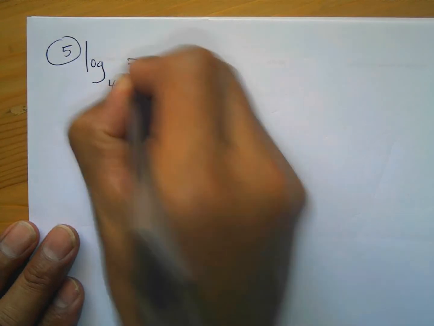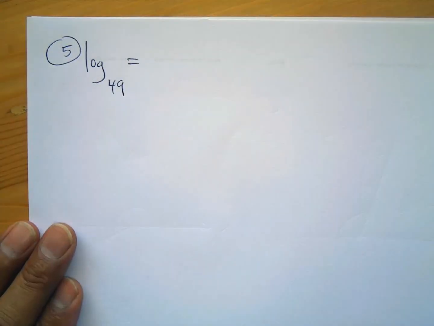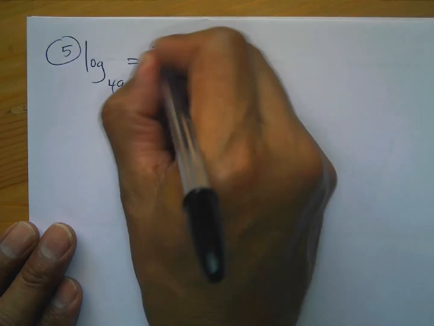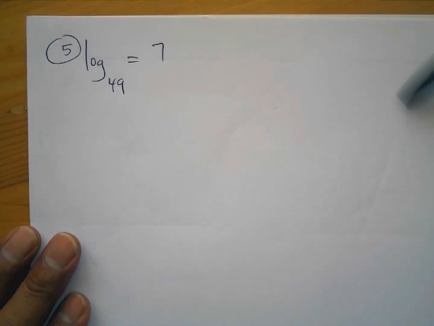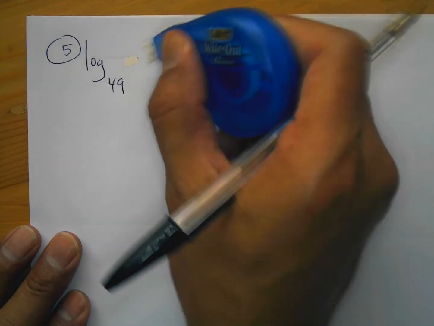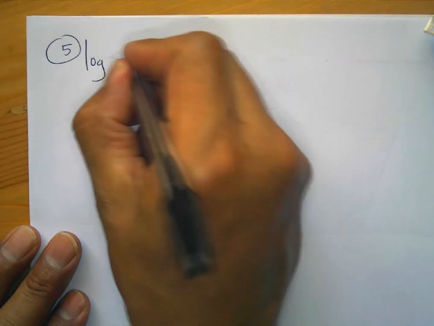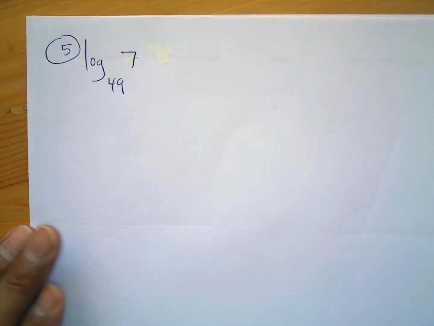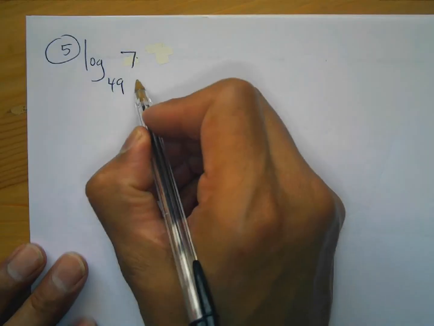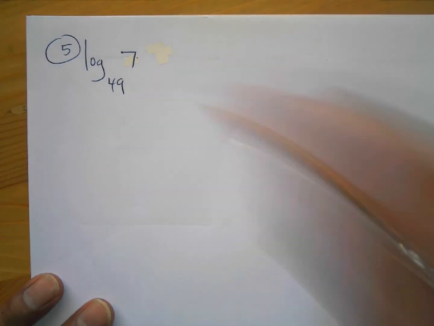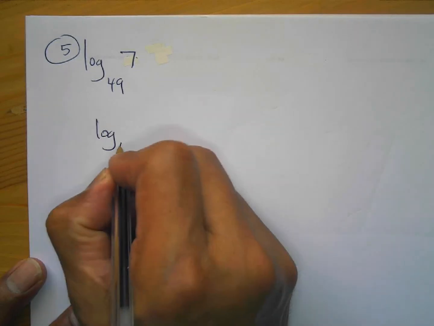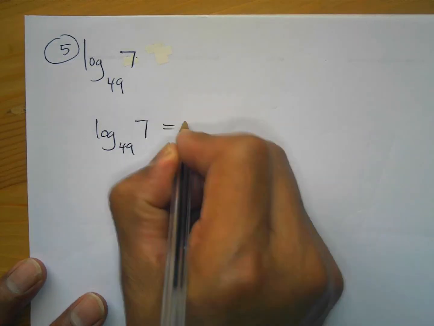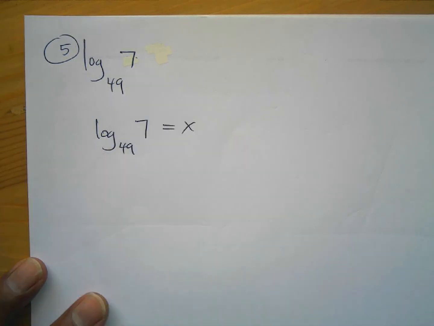Log 49 equals 7. Oh, no, that's not right. It's log 49, 7. I know sometimes you see a 49 and a 7 and you think the answer is 2, not here. So that's why just show the steps, show your work. Log 49, 7 equals x, right? I need these to see all these parts.